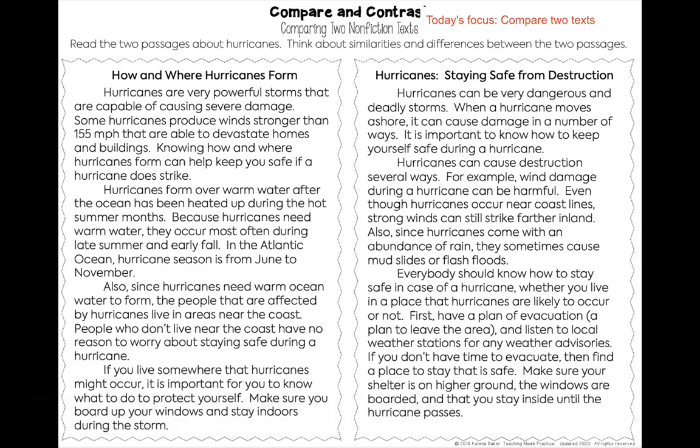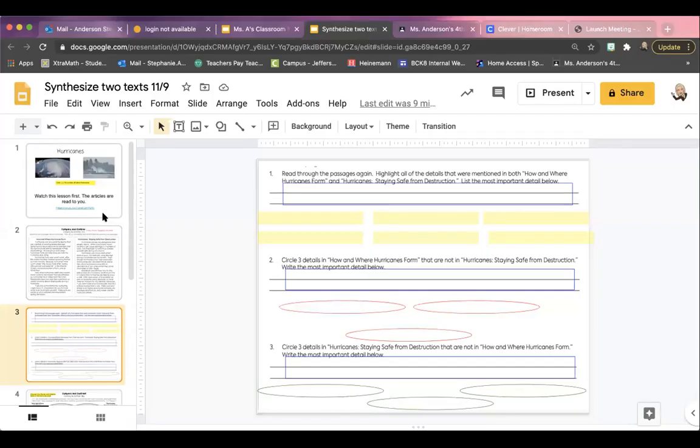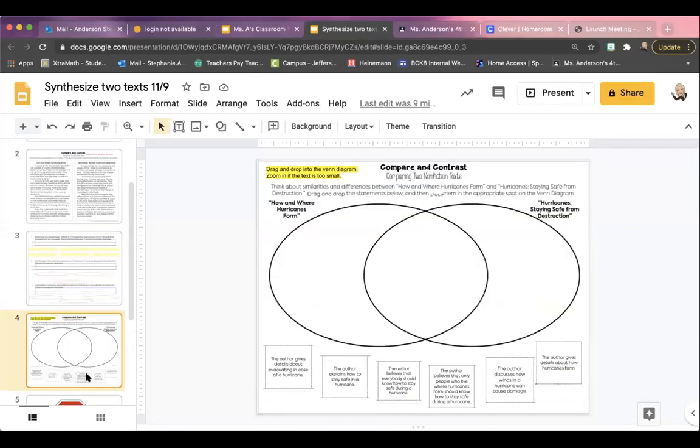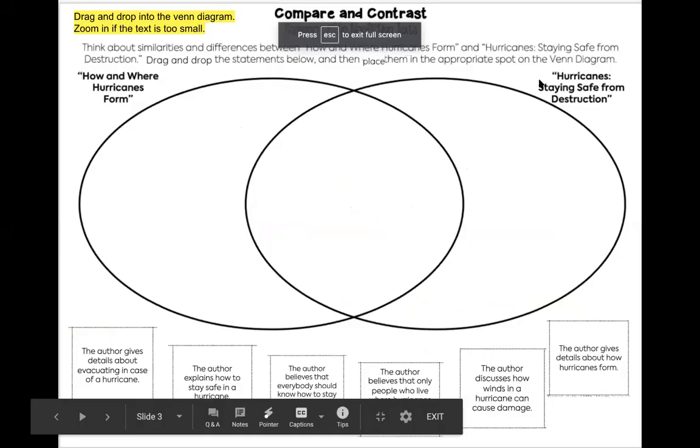Our aim today is to be a very, very close detective and figure out exactly what is the same and what is different between the two. We're going to start this by completing the Venn diagram. You're going to drag and drop the details as to where they match. So this will help us get a big picture view.